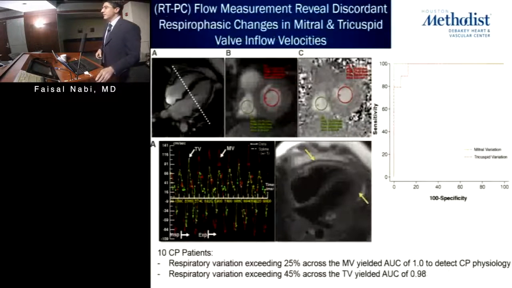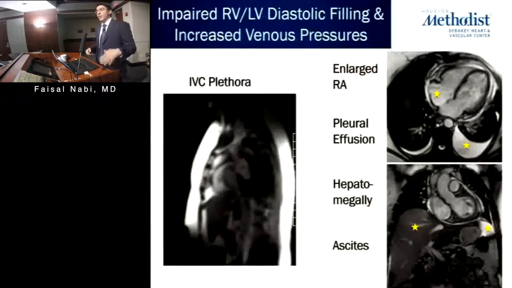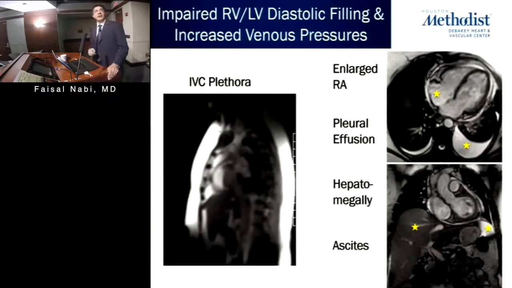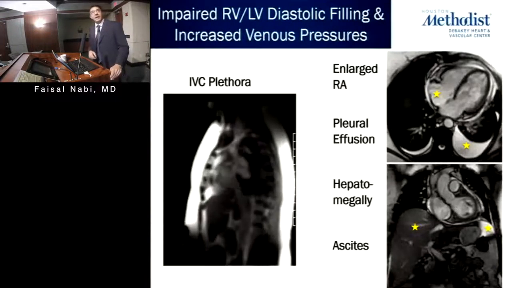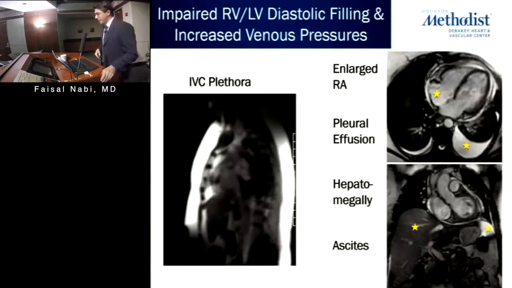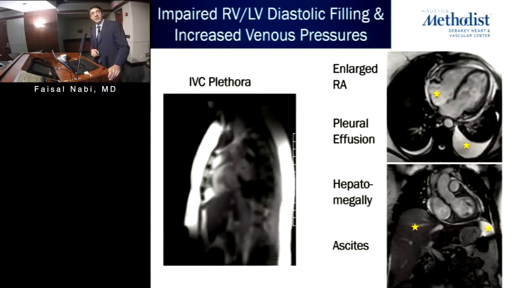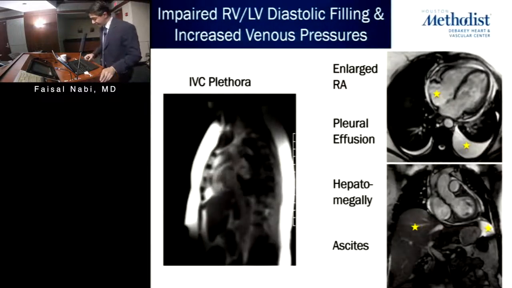We have further techniques similar to echo Doppler now, where we can actually assess real-time inflow velocities across the AV valves and show respiratory variation across those as well. And of course, with CMR, you have a tool where you can assess physiology and look for systemic venous hypertension. Here you can see IVC plethora, an IVC that's dilated and non-compressible, as well as signs of elevated systemic venous pressure, which in our particular case here showed enlarged RA, bilateral pleural effusions, hepatomegaly, as well as ascites.